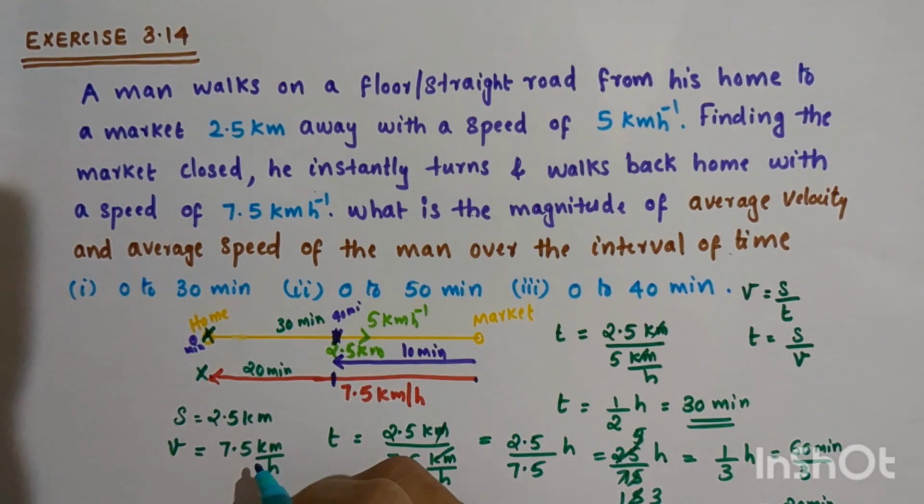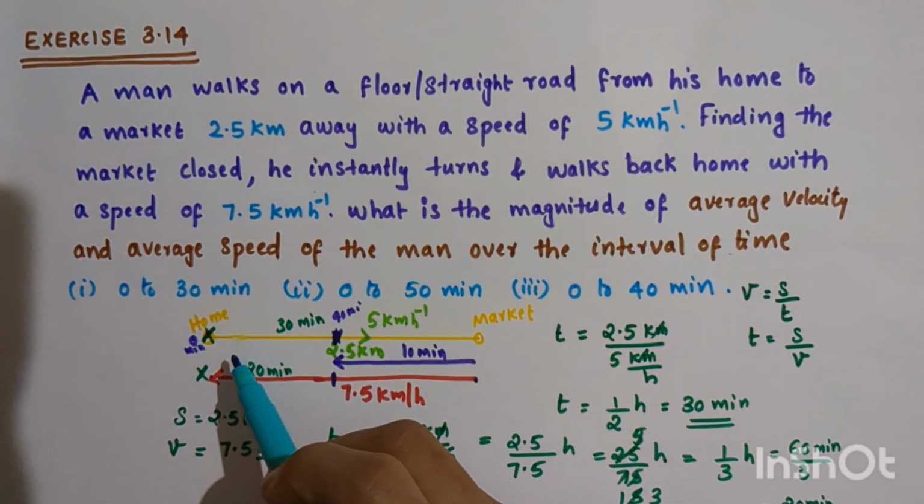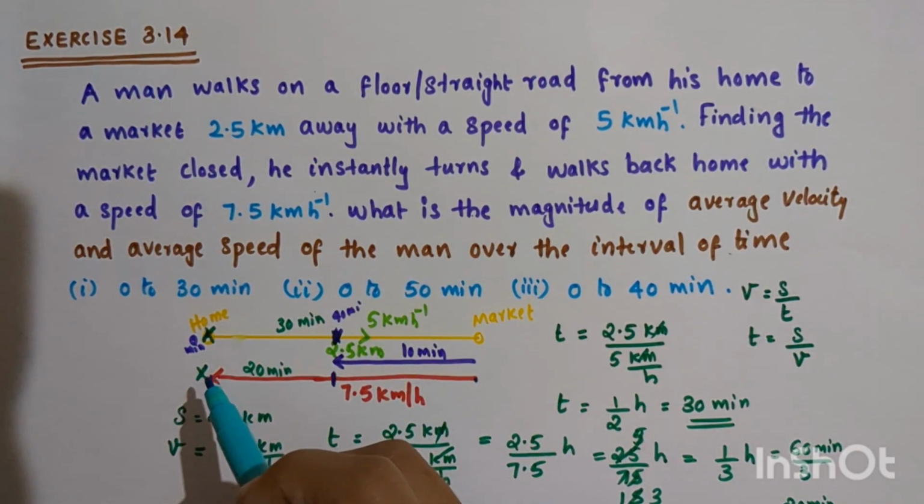So in this video, we have discussed this exercise question 3.14 from the chapter Motion in a Straight Line of class 11 physics. I hope it is clear to you. Thank you.